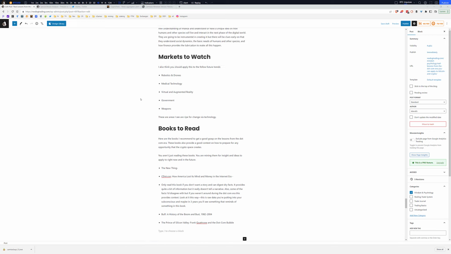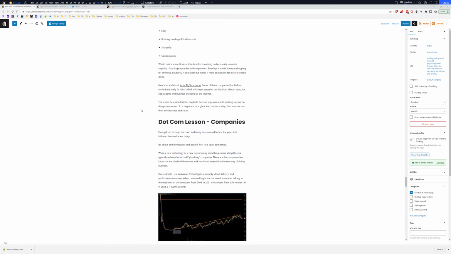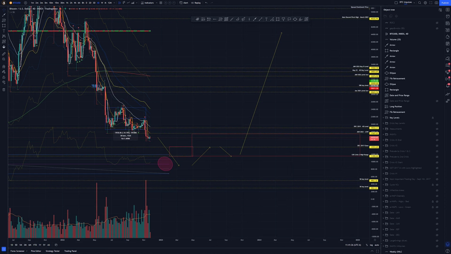And then I have books to read and ways to look at it and ways to find opportunities for what will be the ashes of the crypto market, and lessons learned from both the .com era and the 2008 crash. So these are a lot of lessons that I lived through personally that I think you can apply to what will come from the next iteration of wherever things land.